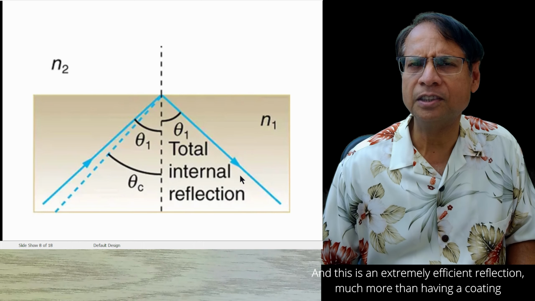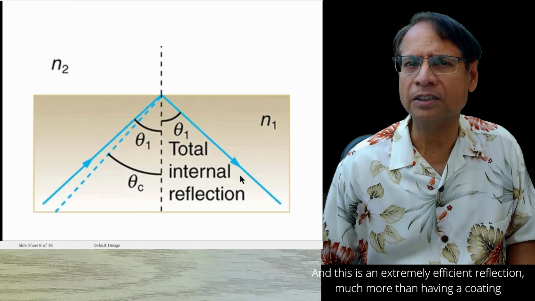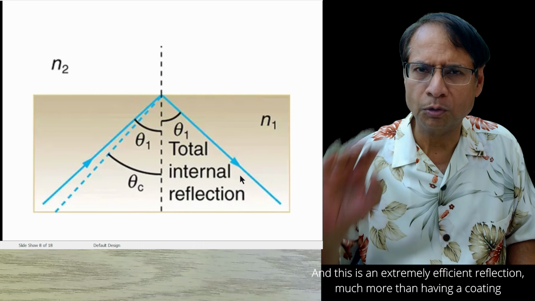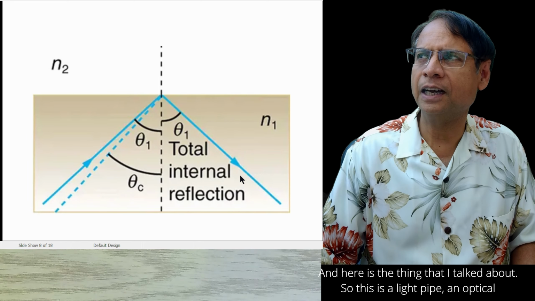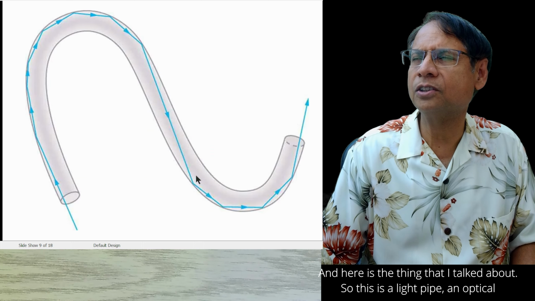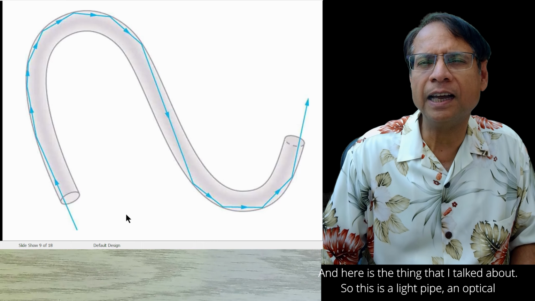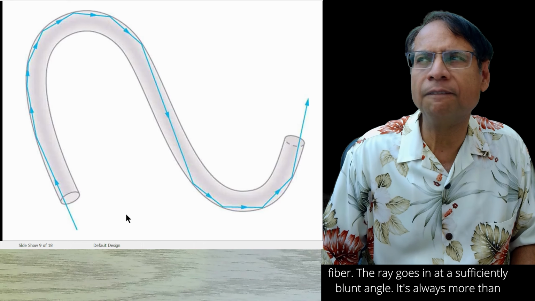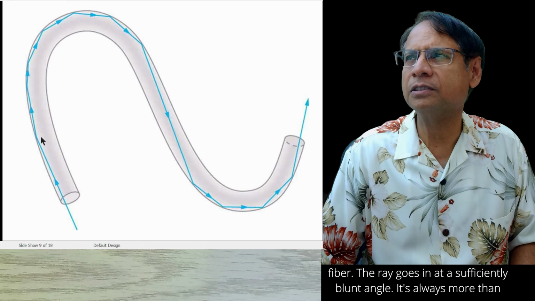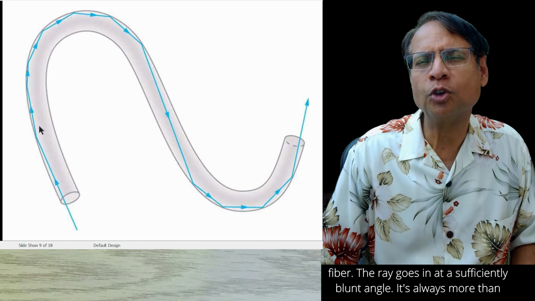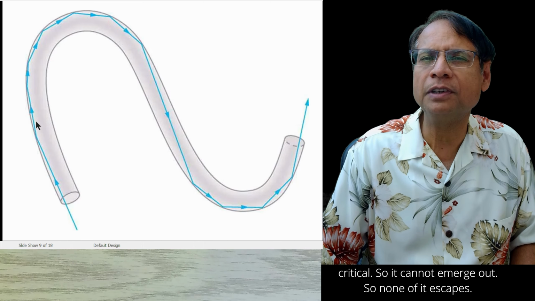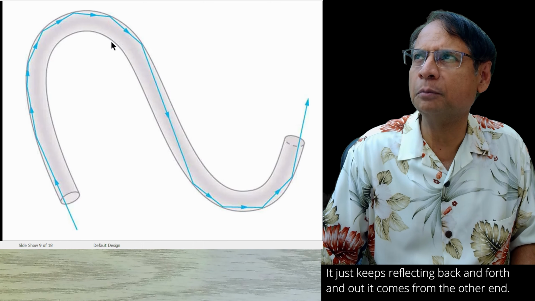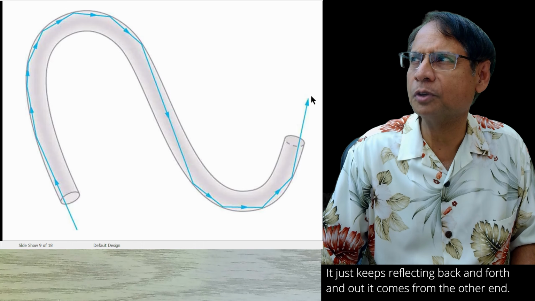And this is an extremely efficient reflection, much more than having a coating of silver or mercury or aluminum or something like that. And here is the thing that I talked about. So this is a light pipe, an optical fiber. The ray goes in at a sufficiently blunt angle. It's always more than critical, so it cannot emerge out. So none of it escapes. It just keeps reflecting back and forth, and out it comes from the other end.